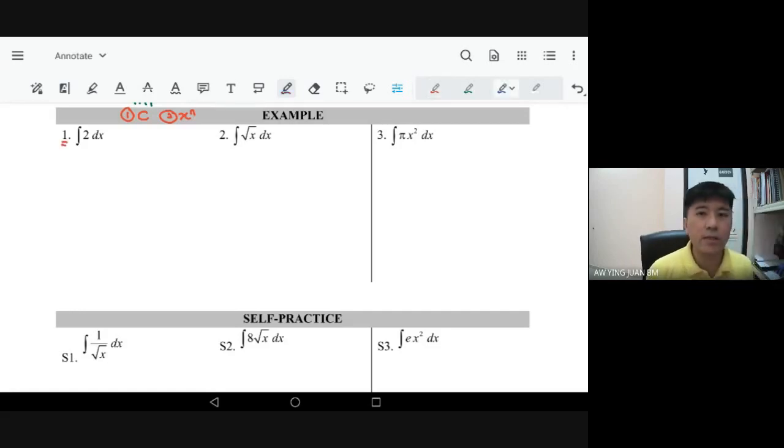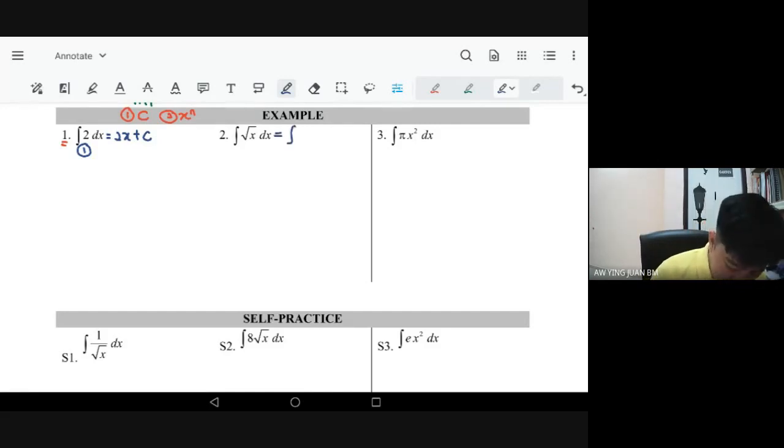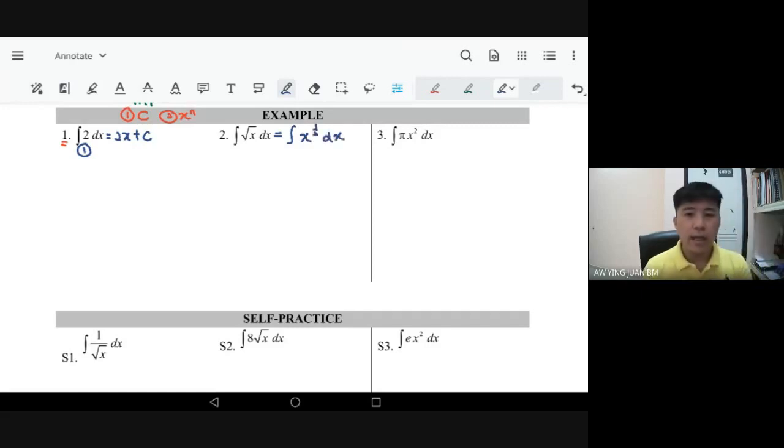So, example number 1. Saya guna constant. So, jawapan saya straightforward. Iaitu 2X plus C. Saya guna number 1. Number 2. Kita ada integrate square root of X with respect to X. So, saya mesti modify dia dulu. Integrate X to the power of 1/2 with respect to X. Saya tengah guna number 2.